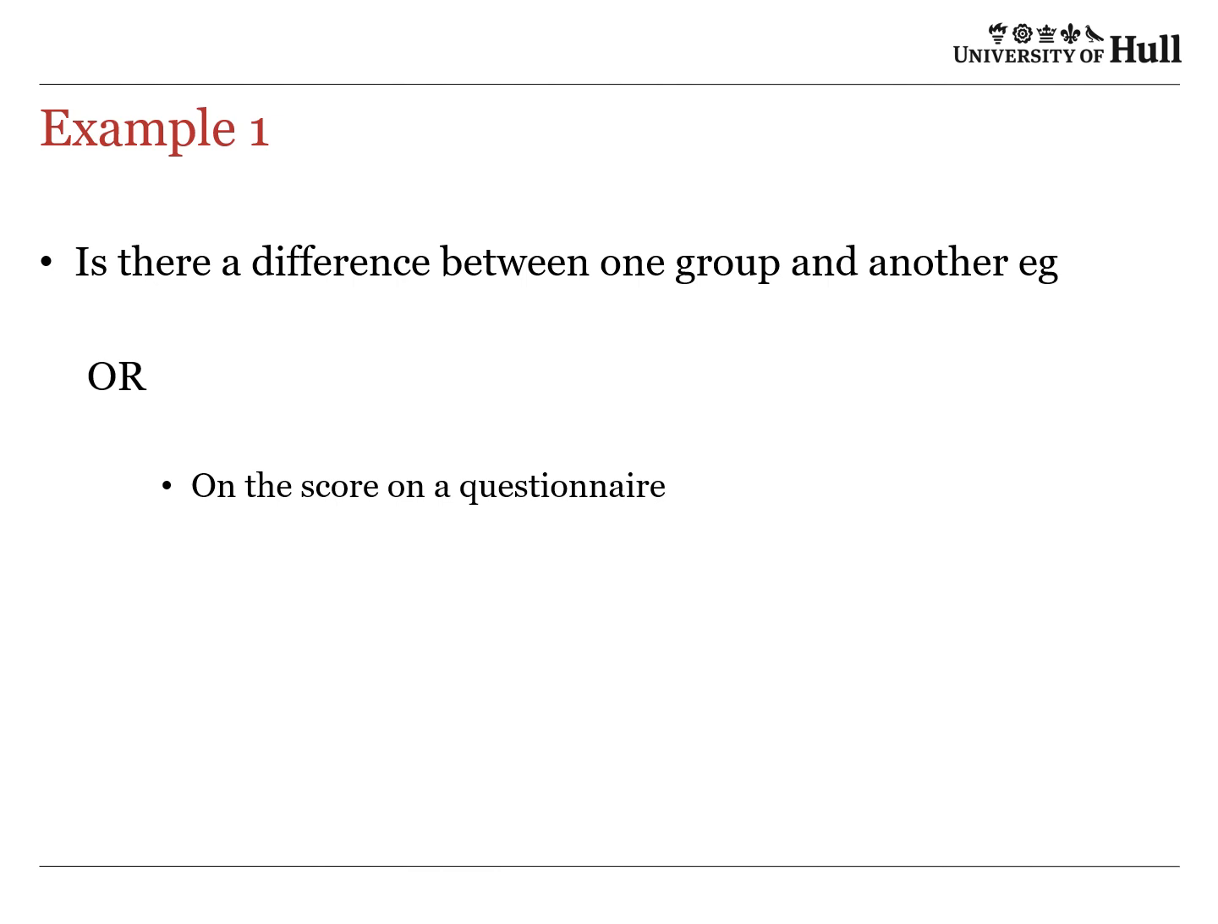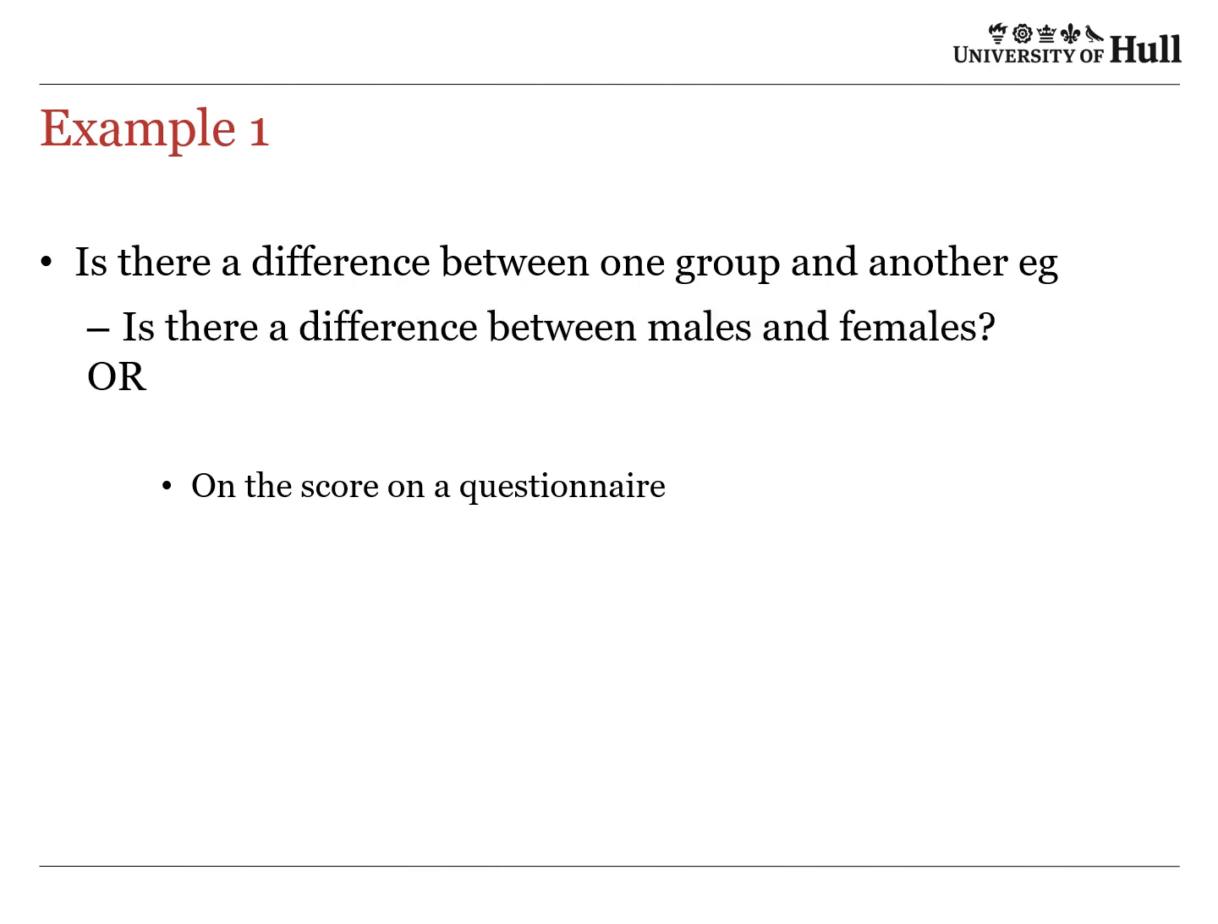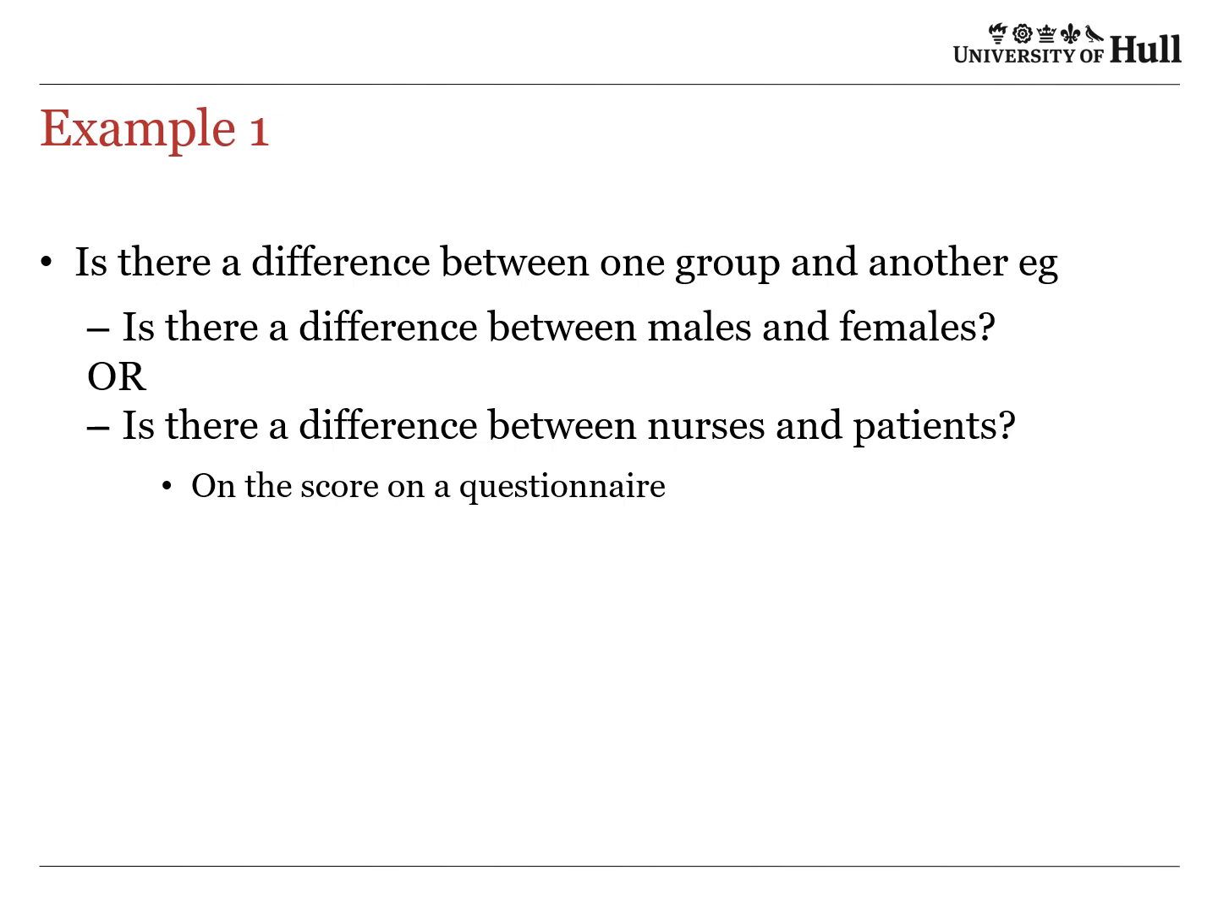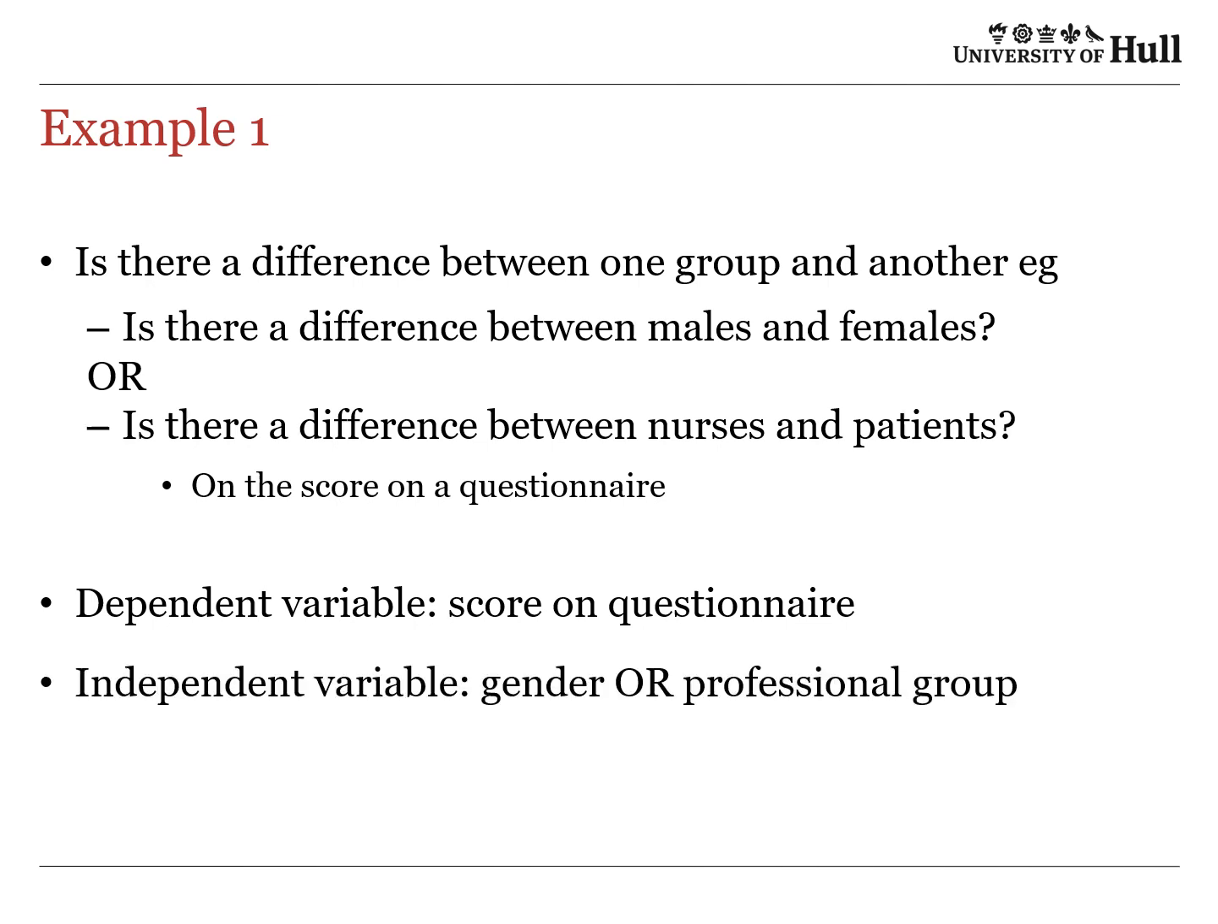So first of all, in example one, we're going to look at, is there a difference between one group and another? For example, is there a difference between males and females, or is there a difference between nurses and patients on the score on a questionnaire? Now in this case, the dependent variable, the one that you're interested in, is the score on the questionnaire, and the independent variable, the one that you can't have any influence over, is either gender in the first example or professional group in the second example.